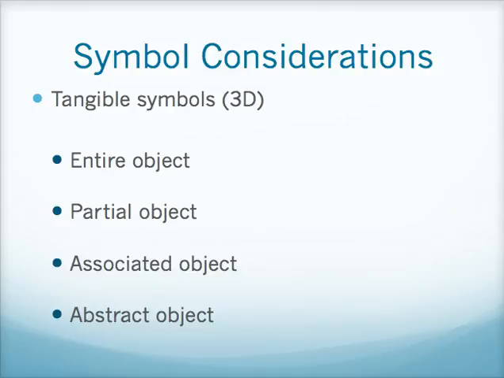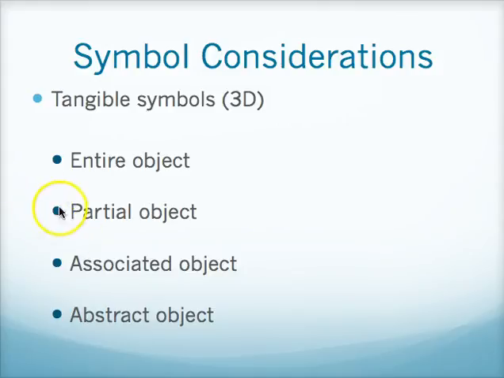So when you're talking about tangible symbols or 3D symbols, these are objects or 3D items that are used to communicate. So you can have an entire object, which might be, let's say we're teaching the student to communicate they want breakfast. So the entire object might be an entire cereal box that the student uses to indicate that they would like to eat cereal.